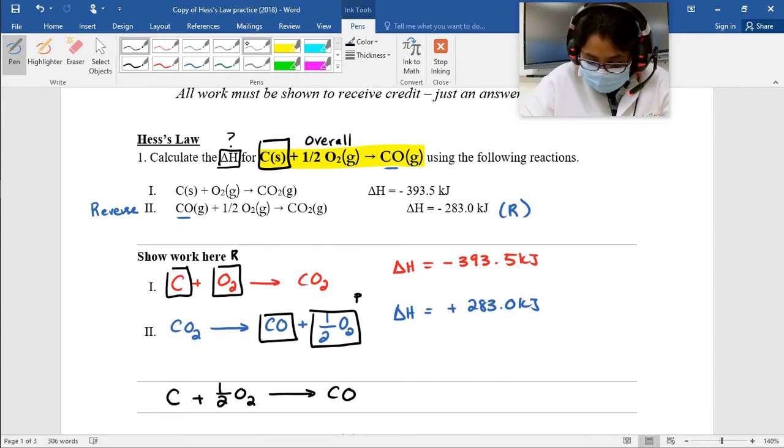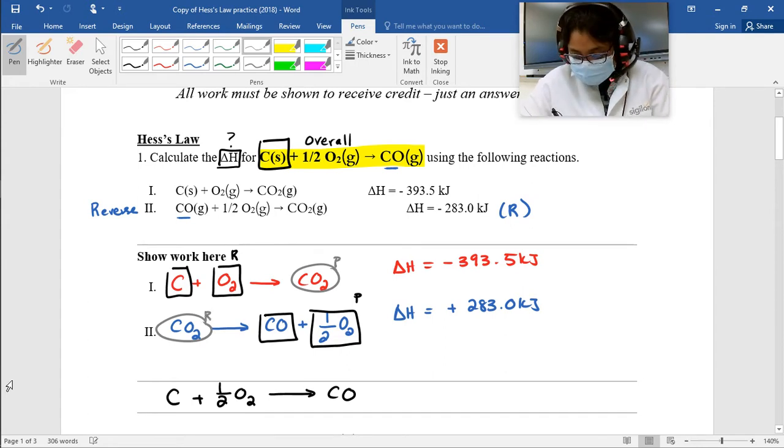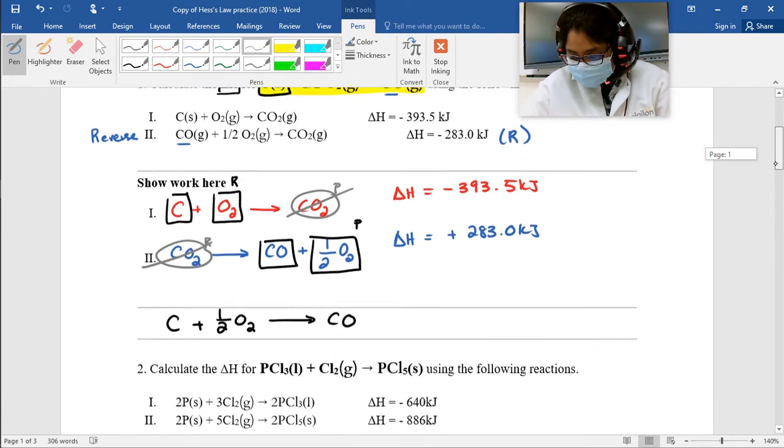Okay? Now you also must make sure that you cancel out the things you don't need. You'll see that CO2 here is on the product side, CO2 here is on the reactant side. Cancellation means you're subtracting, okay? There's 1 minus 1, that means there will be no CO2s left. The reason we had half an O2 here is because there's 1 O2 here and only half an O2 here. So 1 minus 1/2 leaves us with 1/2, okay?